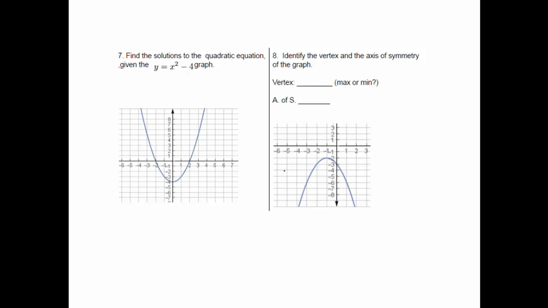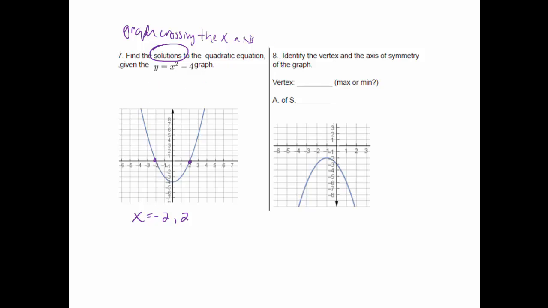Right, number 7, it says to find the solutions to the quadratic equation given the graph y equals x squared minus 4. Again, if it says to find the solutions, we're looking for the graph crossing the x-axis. So if I look at this graph, I notice that it crosses the x-axis in 2 places. It crosses at x equals negative 2, and then it crosses again at 2. So those would be my solutions.